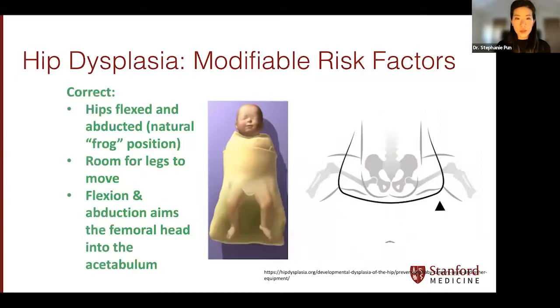The correct way to swaddle the lower extremities is to loosely swaddle so that the hips can be flexed and abducted into this natural frog type of position with room for the legs to move. Because flexion and abduction of the hip ends up aiming the femoral head into the acetabulum to allow for proper contact between those two elements of the hip joint.